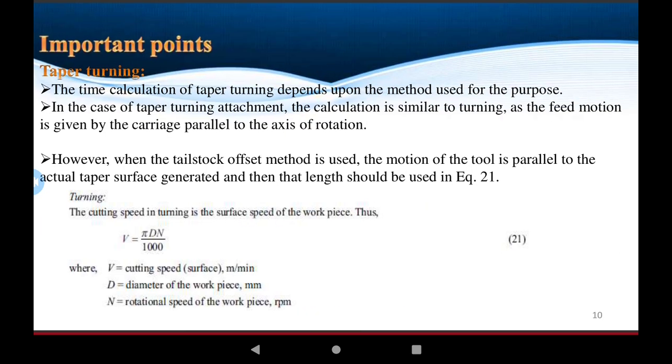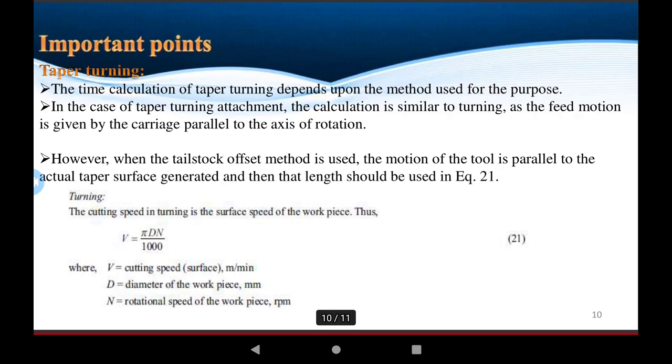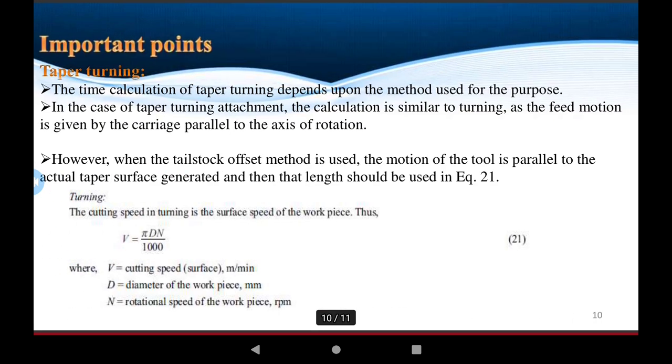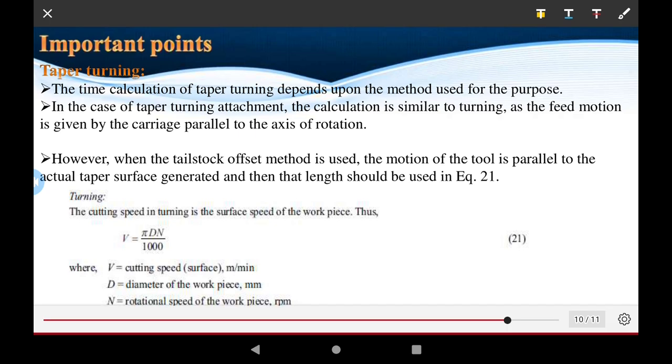And some other important points are discussed in this lecture, okay. Another important operation is taper turning. What is taper turning? The machining time calculation for taper turning depends upon the method used, and the methods of finding the value are very important.